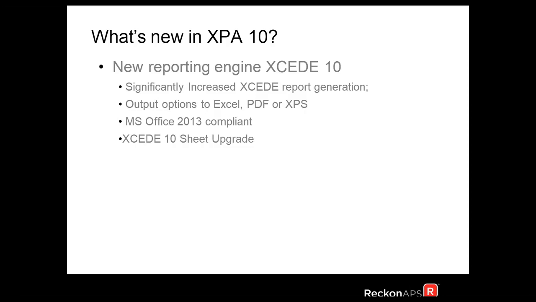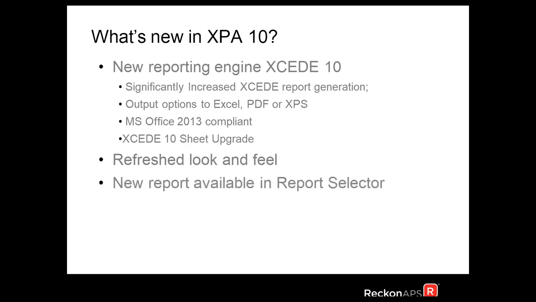What comes with that upgrade to XCEDE 10 is some new sheets as well. You'll also see a refreshed look and feel. This is an evolutionary step rather than a revolutionary step. Pretty much everything is where you left it before. It just looks a little bit fresher and a little bit newer. There's also a new report that's available in the report selector. This report is the activity by entry type, and we'll run through it in just a few moments.